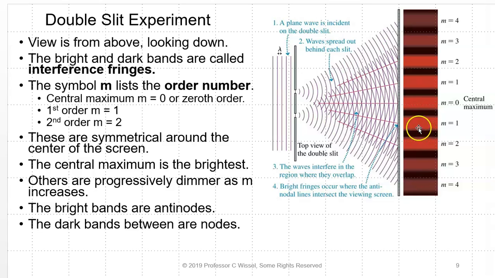Then if you go further out, you would have another set of bright bands above and below the central maximum, which is what the 0th order is called. That would be m equals 1, or the first order. The second order would be m equals 2. All of these are symmetrical around the center of the screen. The central maximum is the brightest. Others get progressively dimmer as m increases. The bright bands are called antinodes. If you remember this from vibrations, the dark bands between are nodes.